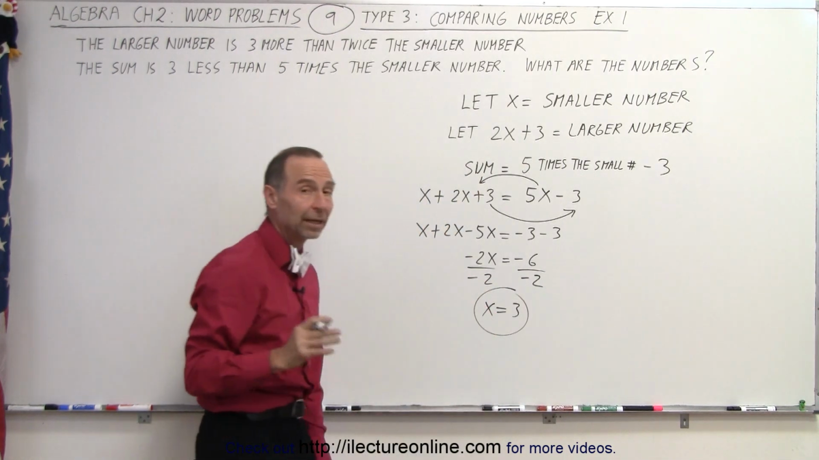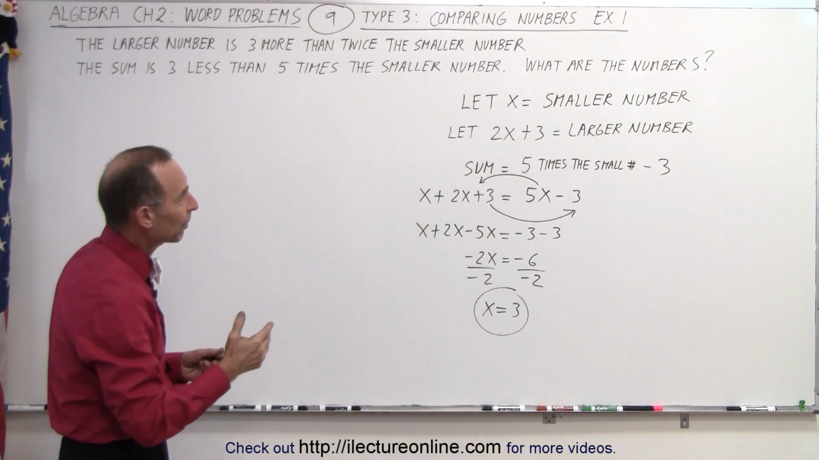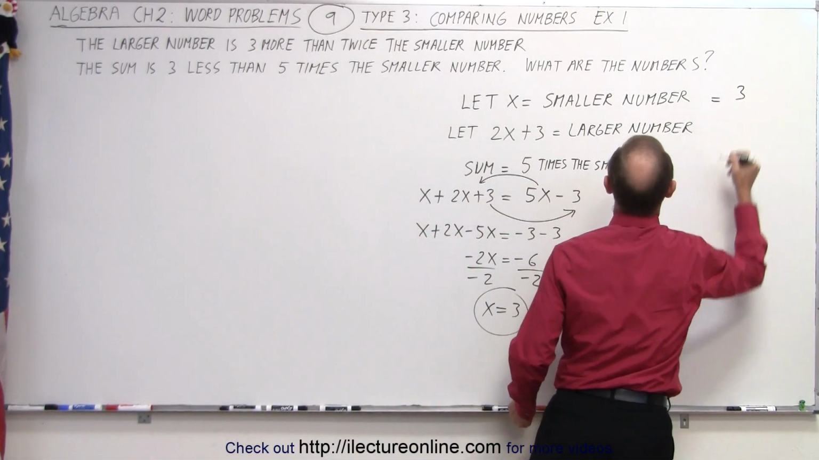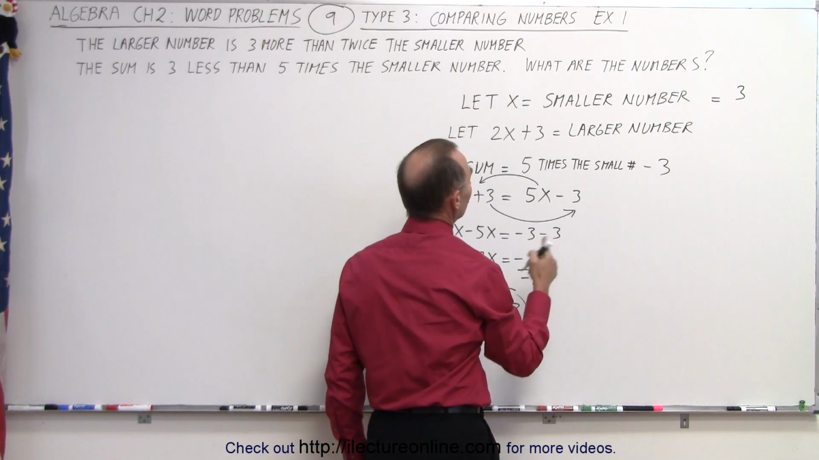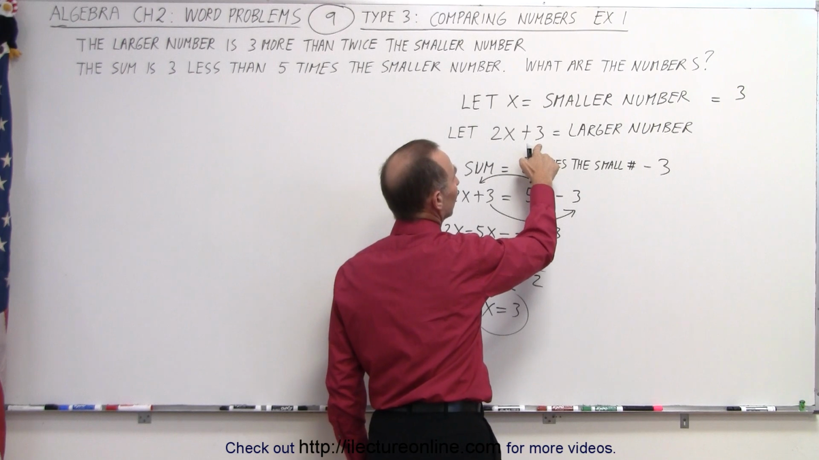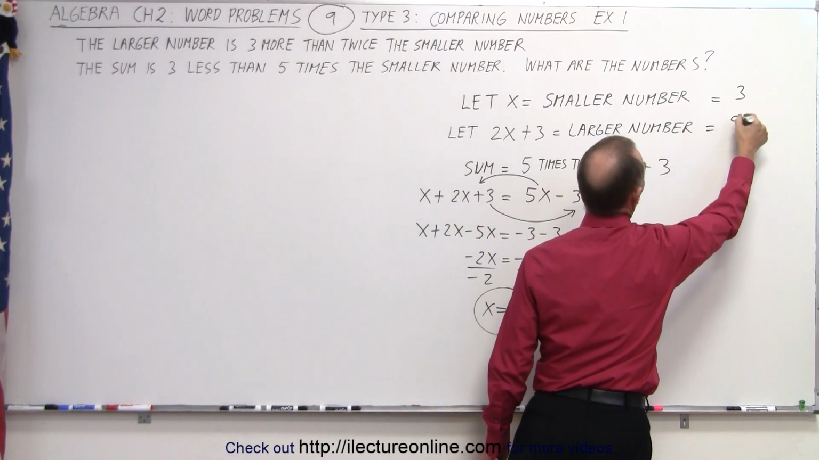Now we look and see what x represents. X represents the smaller number, so therefore that is equal to 3. 2x plus 3 equals the larger number, so 2x, that's 2 times 3, which is 6, plus 3 is the larger number. That means that's equal to 9.